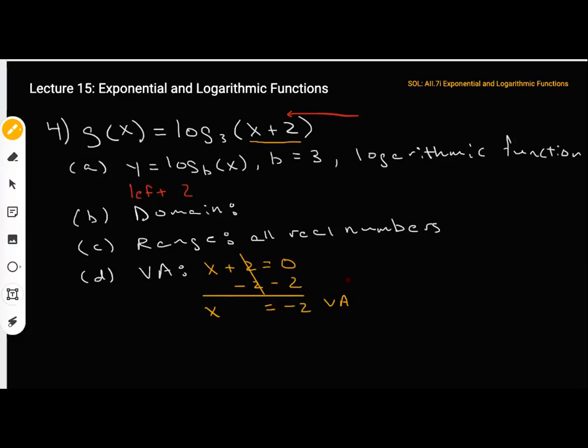So we're going to be taking all the x values that are to the right of -2. So for the domain, we're going to be looking at the set of all x values. So I'm going to use the variable x, and all the x values have to be greater than -2 for this to work.